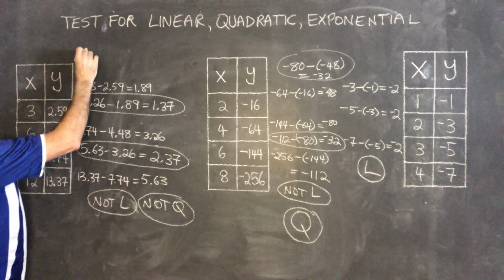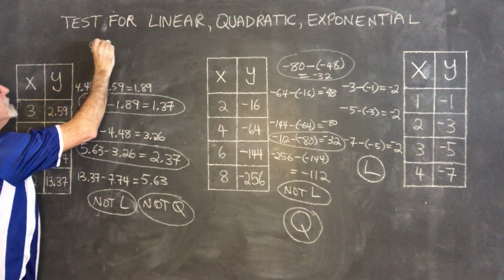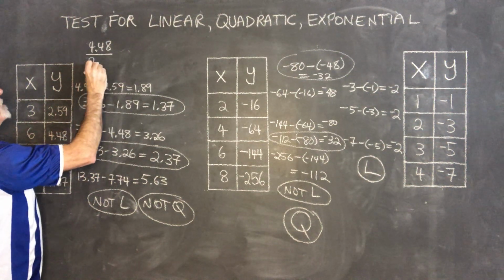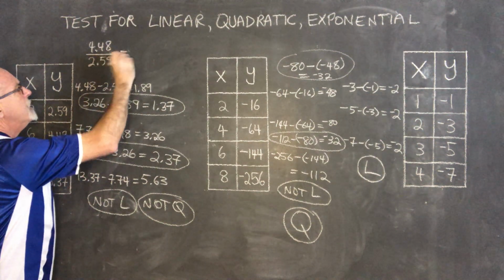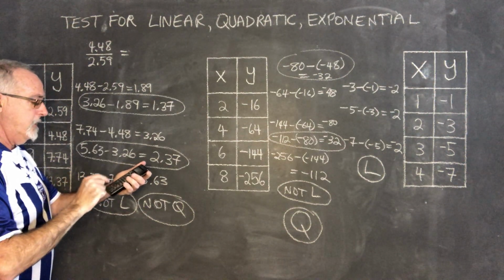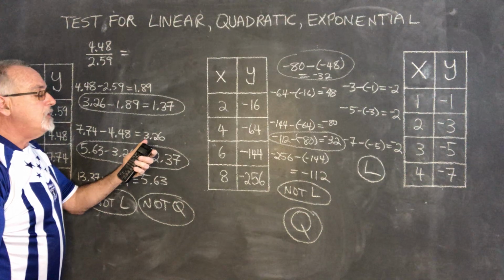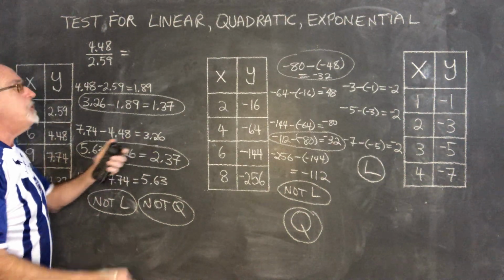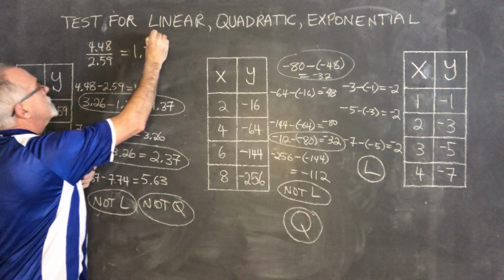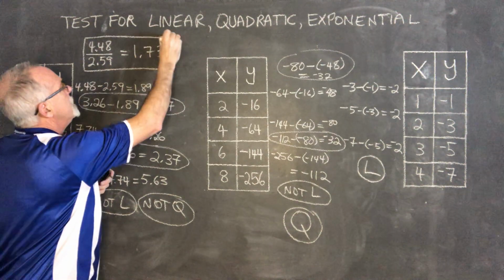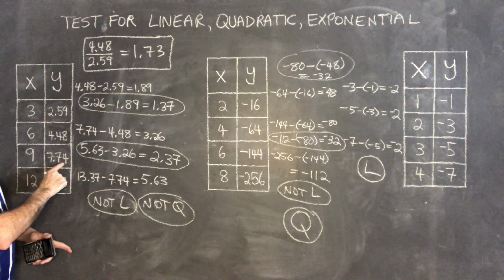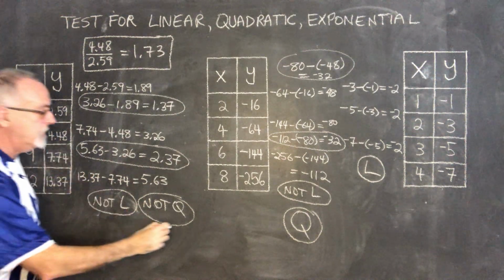We do 4.48, the second y value, divided by 2.59. What do I get? 4.48 divided by 2.59 equals 1.7297, etc. It rounds to 1.73. So let's see, instead of circling this, I'll put a nice beautiful square around it. Now I'm still running out of space. I want to do it again, but I want to use 7.74 and 4.48. So I'm going to do it down here.